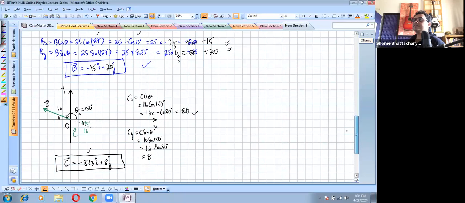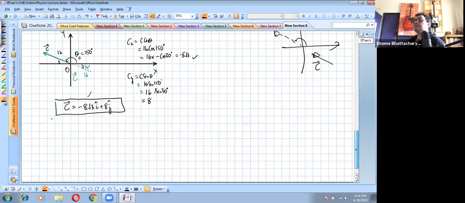Vector C is a slightly tricky one because I had drawn it originally like this. Okay, so the thing is, whenever we draw a vector arbitrarily like this, just because it's in the fourth quadrant doesn't mean that the angle is in the fourth quadrant. So what we have to do here is properly draw the vector here. Then it becomes clear what the angle is.